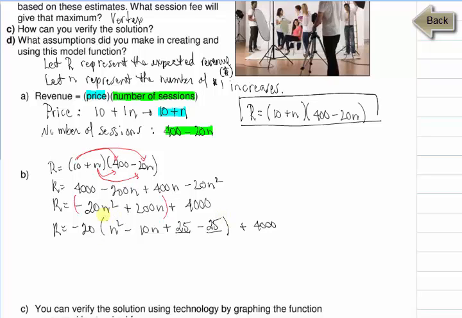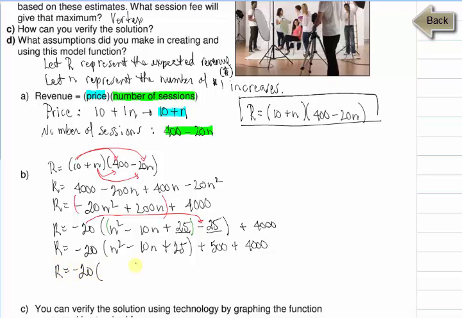We are going to group our trinomial. And at the same time, we are going to multiply the negative 20 times the negative 25. So that gives us negative 20 times n squared minus 10n plus 25. Negative 20 times negative 25 gives you 500. And we're going to add that to the 4,000. Alright, so now we will factor our trinomial.